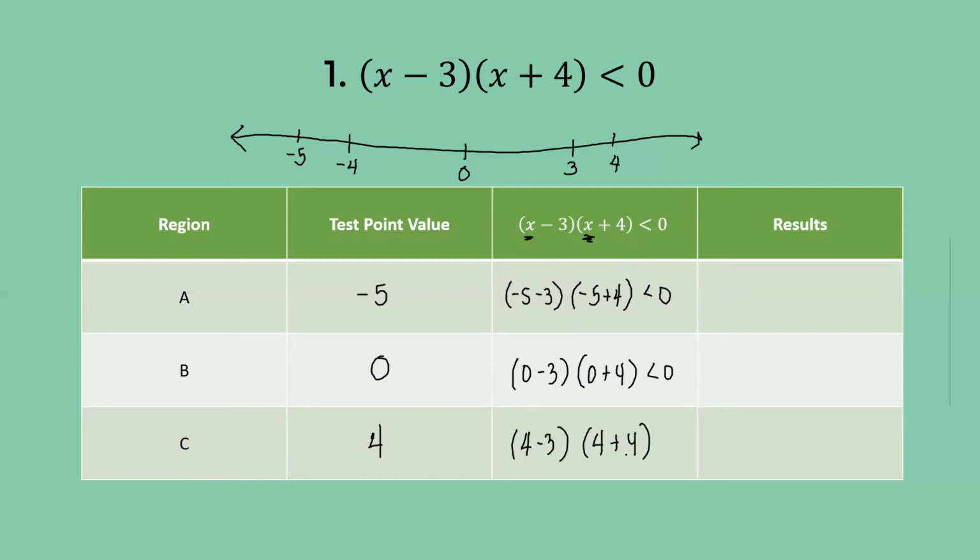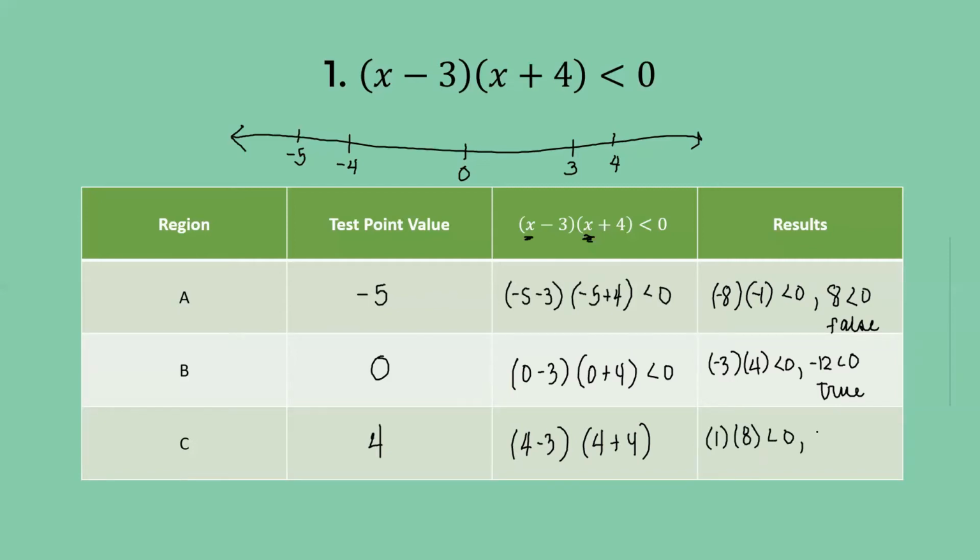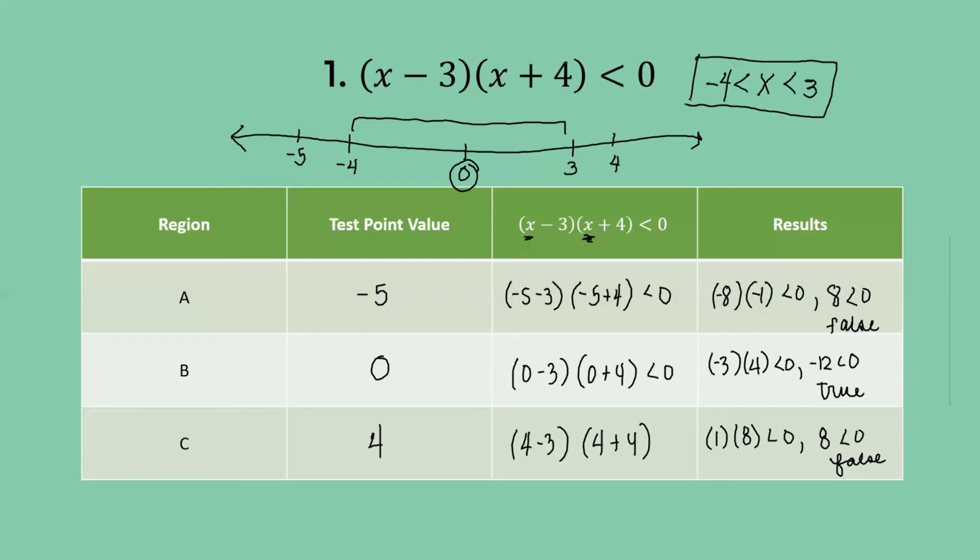After substituting into the inequalities, let's now simplify them. For the first region, it is false. For the second region, it is true. And for the third region, it is false. Therefore, we would just get the middle region, which is B. So that is our solution set, which gives us x is less than 3 and greater than negative 4.